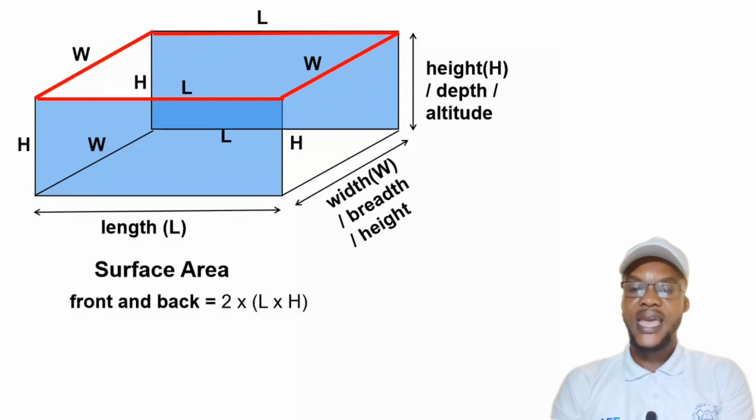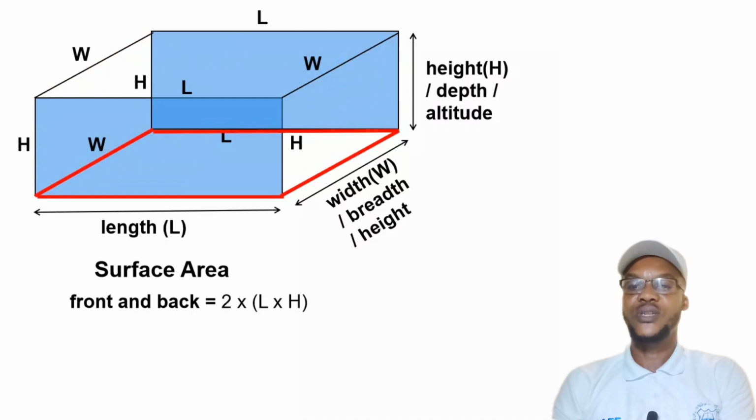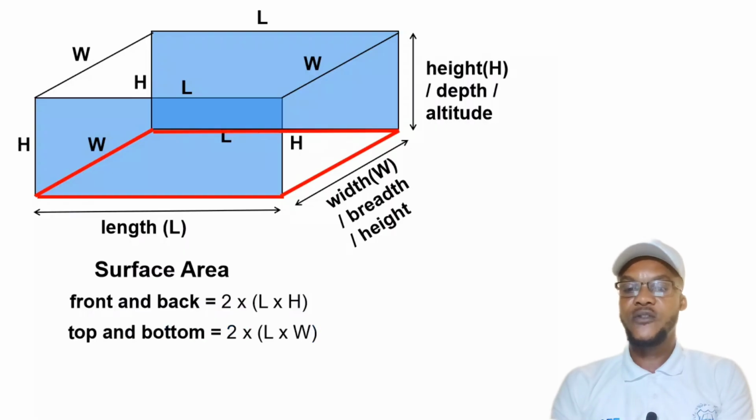The width and the length, which is also identical to the bottom. Okay, it's also identical to the bottom. So we also have the width and the length. So if we are finding the area of that, then it means that we are going to have the top and the bottom also, length times what? Width, and they are two, so we multiply by two.